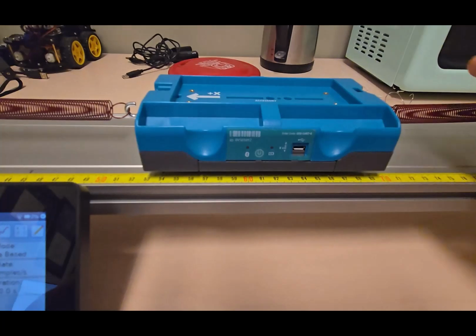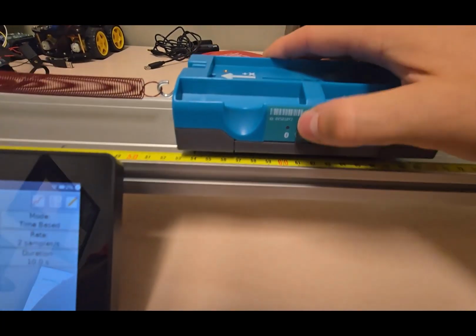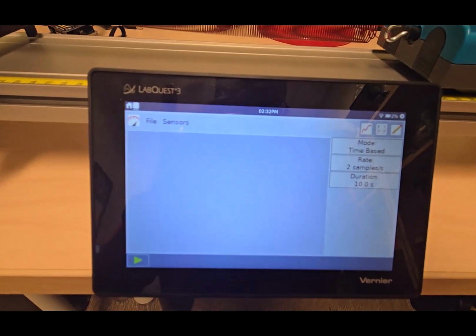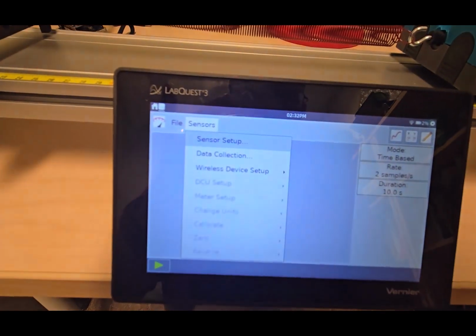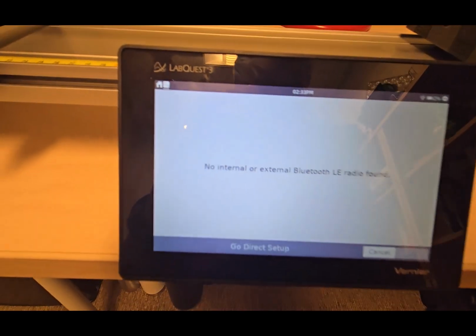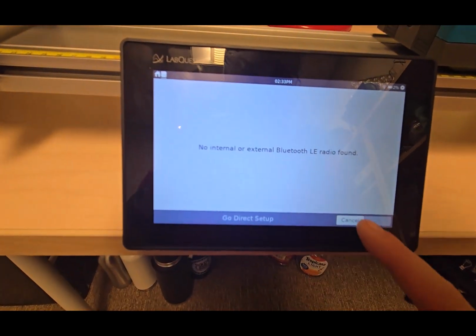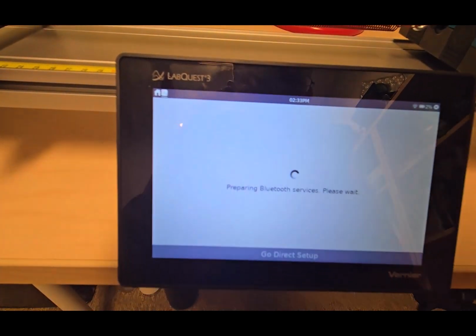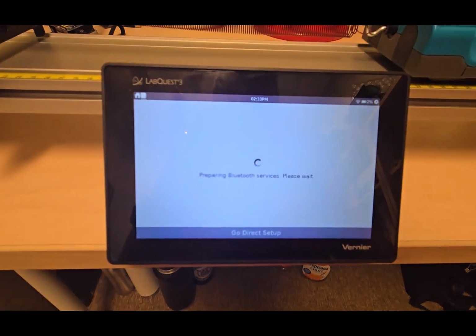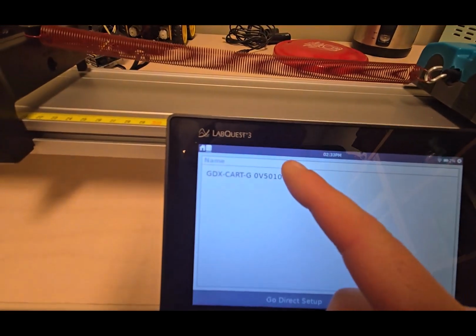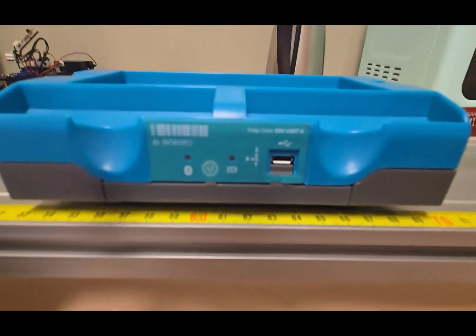So first thing we have to do, we need to turn this on, and you can see it's on by that red dot. So we're going to go to our system here. We're going to find our wireless device setup. We're going to click on Go Direct. Let's go to Sensors, Wireless, Go Direct. And now it's going to look for our Bluetooth. We're going to want to connect here. Once it's green, we can see our cart. Click on it.